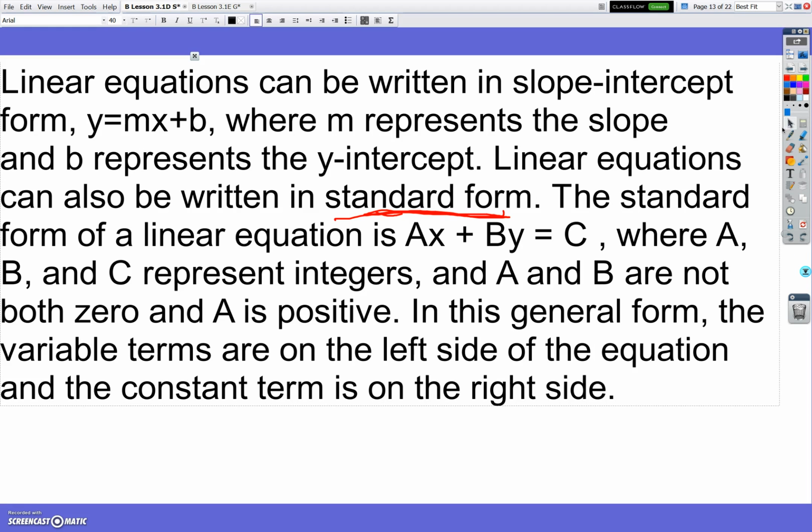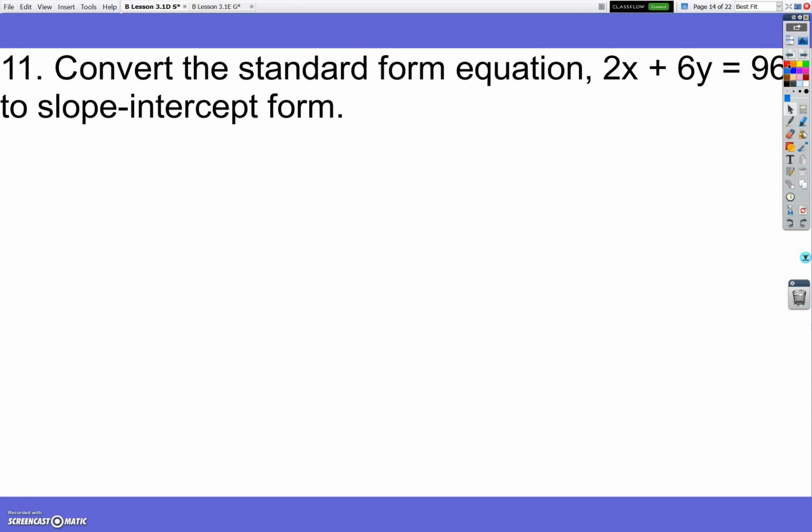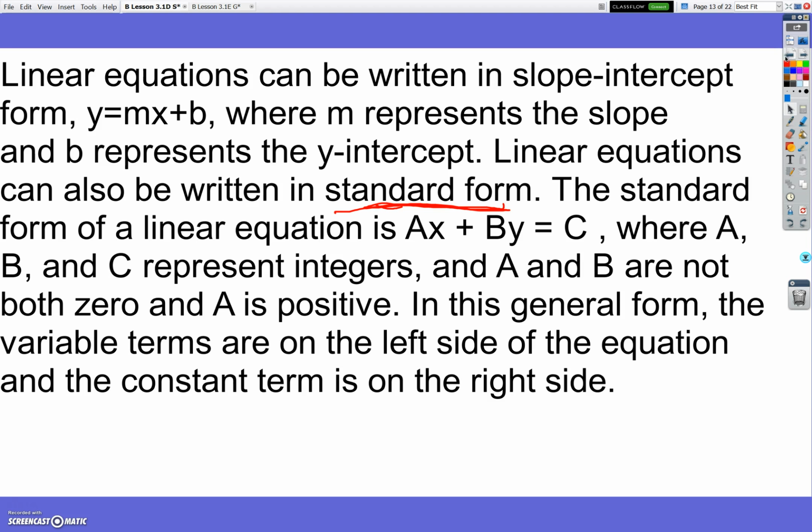In this general form, the variable terms are on the left side of the equation, and the constant term is on the right side. So guys, why do we use this new form? Why do we use ax plus by equals c? I want to let you know the main purpose, the one and only purpose, is to find the x- and the y-intercept. So anytime you hear standard form, I want you to think of x- and y-intercept.